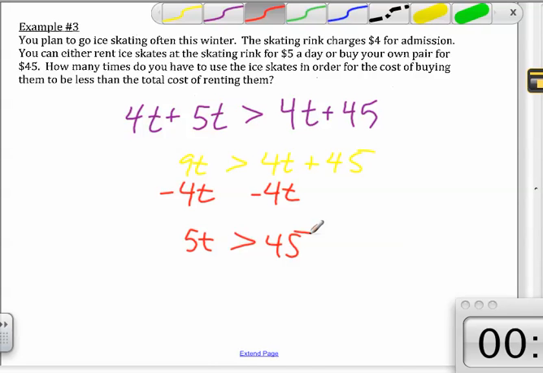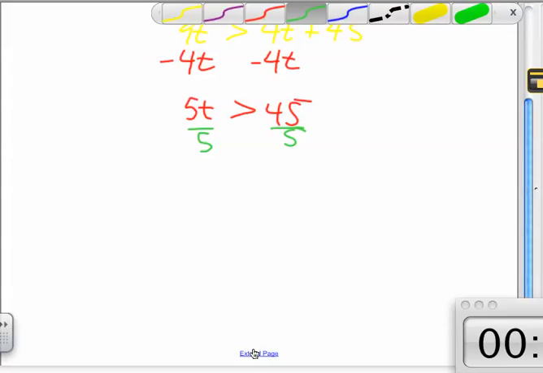You divide both sides by 5. Divide both sides by 5, and I'm going to get T has to be greater than 9. So I have to have more than 9 trips. Okay? More than 9 trips for the ice skating rink for it to pay for itself.